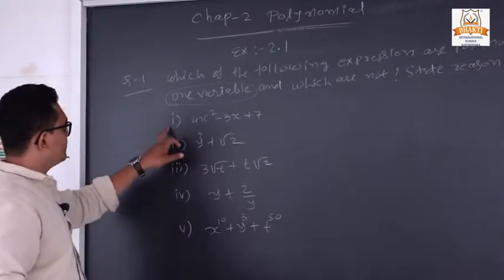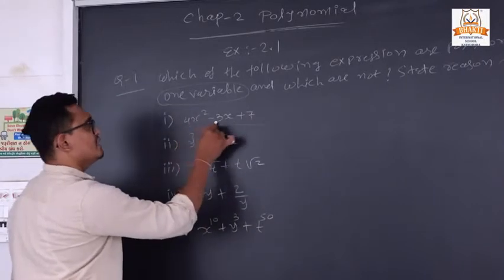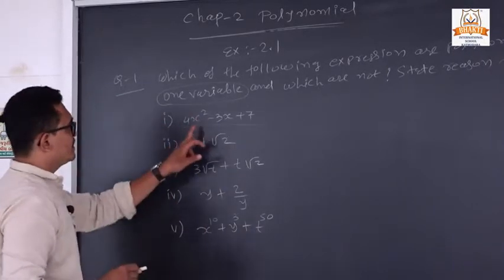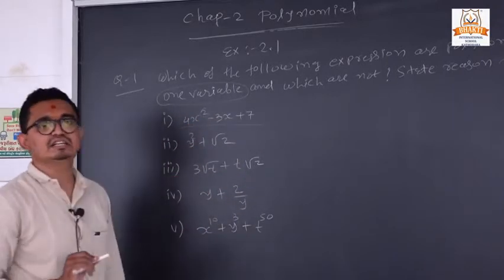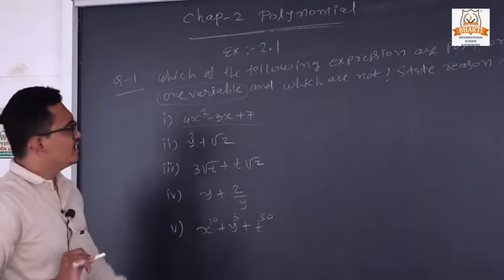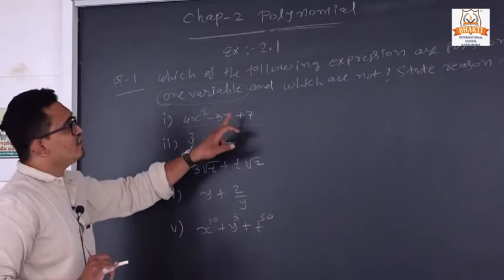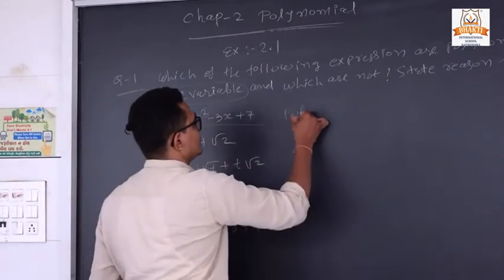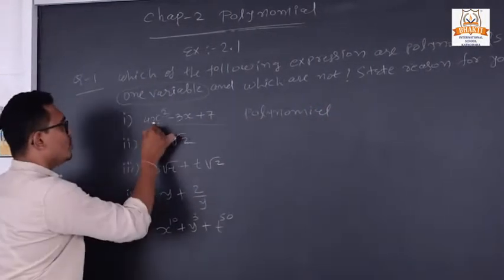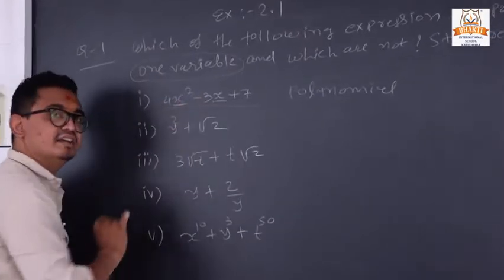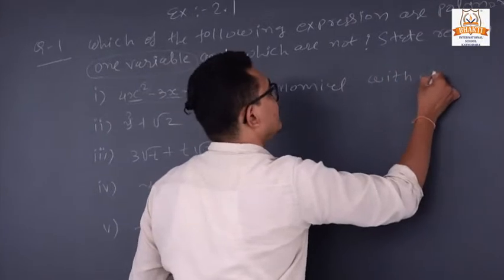So we are starting from question number 1. First of all, see the question: 4x square minus 3x plus 7. Here x has positive integer powers, both x terms have positive integer powers. So it means if an algebraic expression has positive integer powers, then it is called a polynomial. And one more thing, both variables are the same, x and x. So it means a polynomial in one variable.